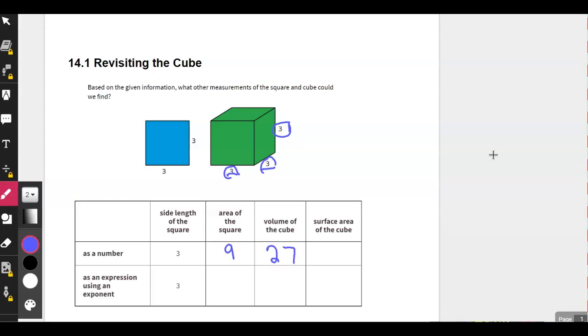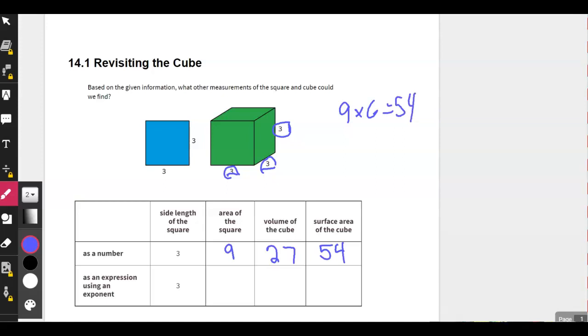Now, to find the surface area, do you remember how to find that? How many sides do I have in a cube? I have 6. I have the front and the back, the 2 sides, and the top and the bottom. So to find the surface area, I will need to take all 6 sides and multiply them times the area of just the one square. So it would be 9 times 6, which gives the surface area of the cube, 54. Okay?